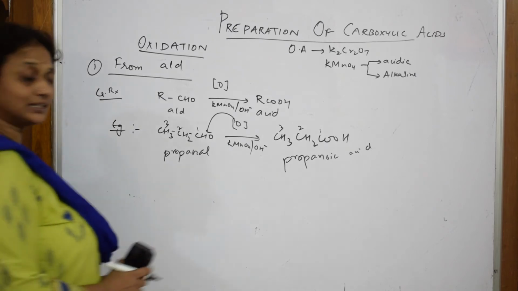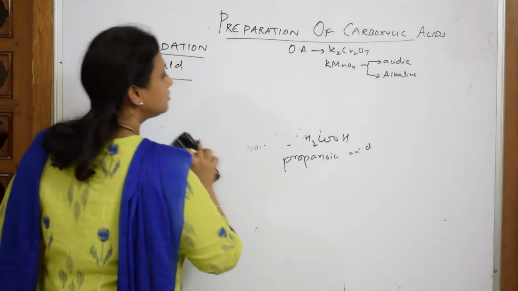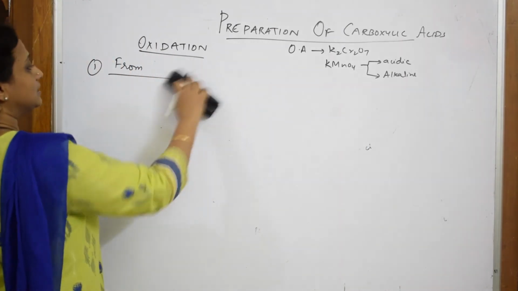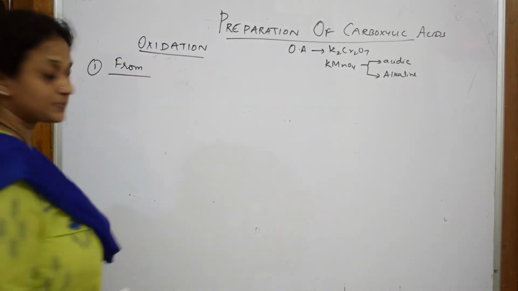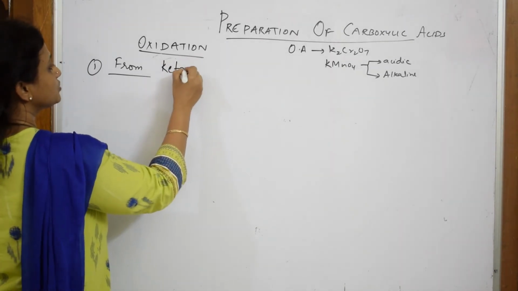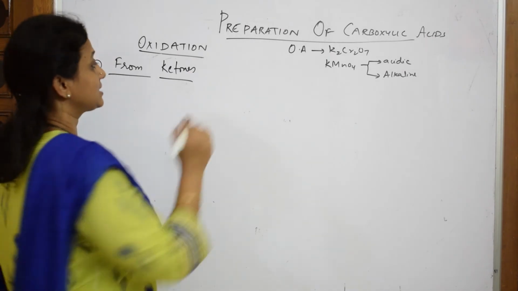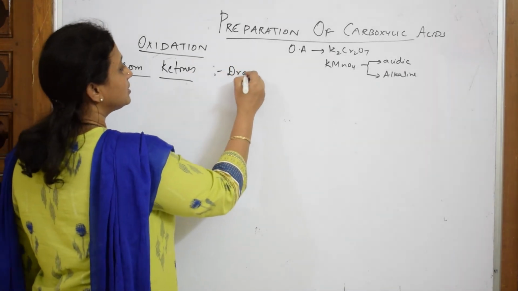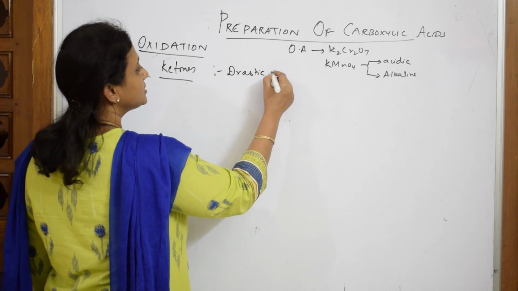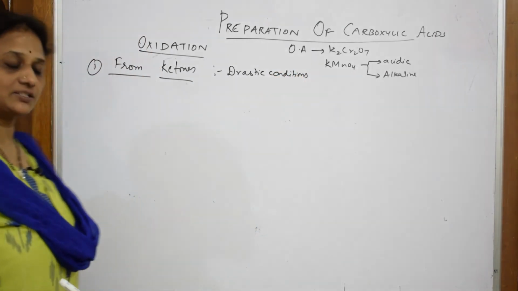Now when I take a ketone, what's going to happen? Let us prepare a ketone now. Let us prepare an acid from ketone. So when I speak about oxidation, that is you're preparing this one from ketones. Remember, ketones undergo oxidation only under drastic conditions. So you have to be careful while doing this. I'm just giving the general reaction for this.